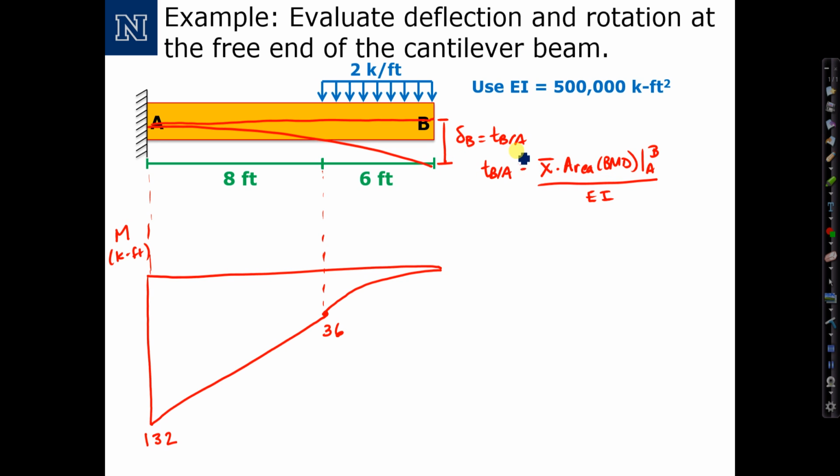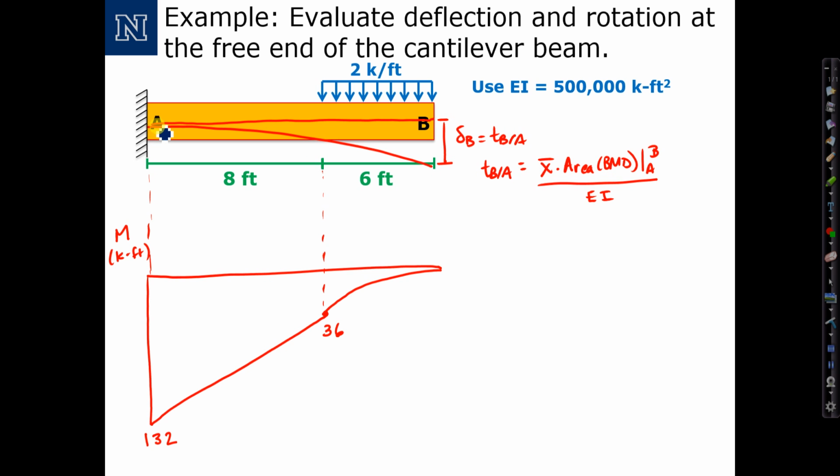So let me explain a little bit more about what this means. T sub B with respect to A is the distance from the deflected shape of the beam at B to a tangent line drawn from point A to point B. And that tangent line should be tangent to the deflected shape, have the same slope as the deflected shape of the beam at point A from where it's drawn.